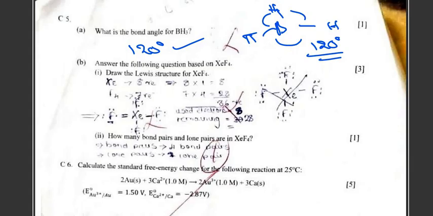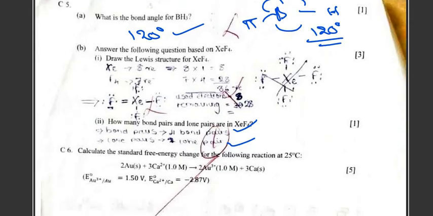That's what you have. Then how many bond pairs and lone pairs are there? There are 4 bond pairs, that's what you have, and then there are 2 lone pairs. Yeah, so this is correct, what he wrote here.